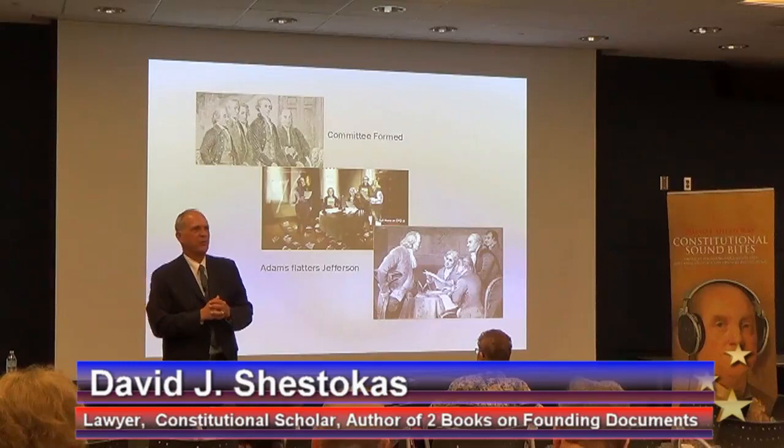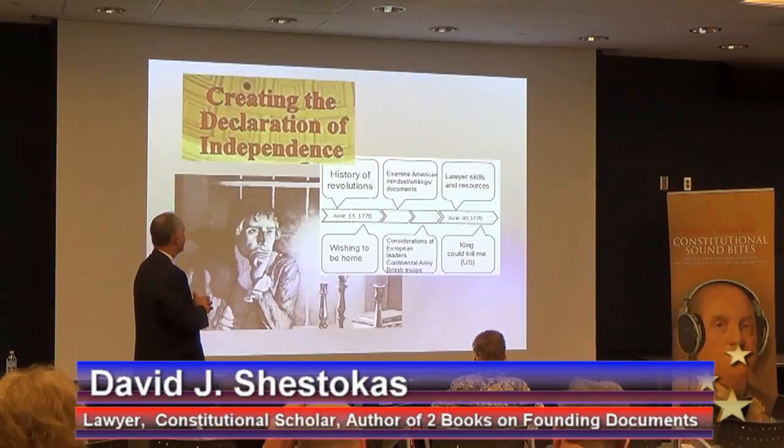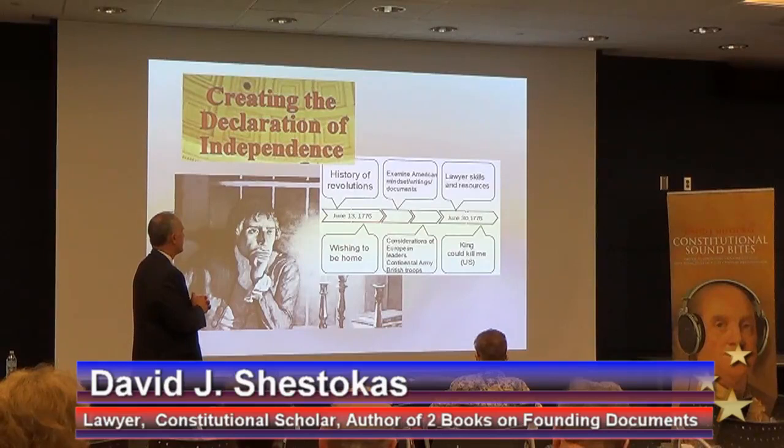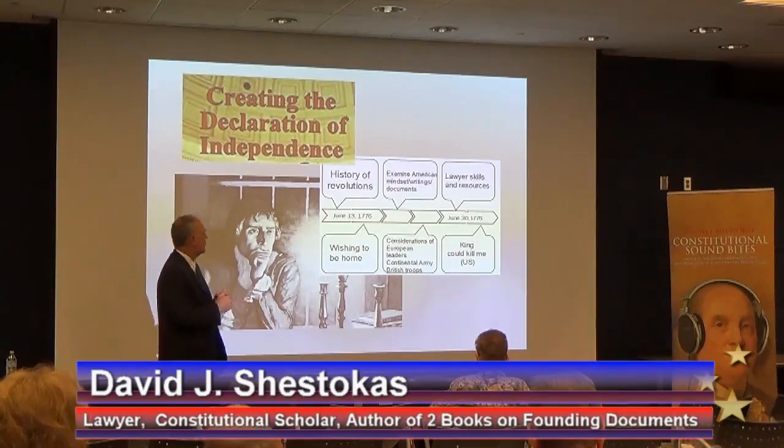Ultimately, Adams' flattery works. And Thomas Jefferson says, okay, I'll write the Declaration of Independence. So he goes about doing his work. June 13th, he actually starts to work on the Declaration of Independence. He's certainly wishing he could be in Virginia because he thinks more important things are going on there.